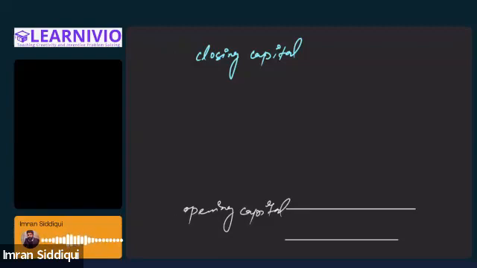Now you have to think like that. How do we actually reach the closing capital? In order to reach closing capital, we must have subtracted the amount of drawing made by the partner. Partners must have withdrawn some amount throughout the year, right? Over a period of time, it is a possibility that partners must have withdrawn a certain amount. So in order to find out the opening capital, we simply add the amount of drawings made by the partner.